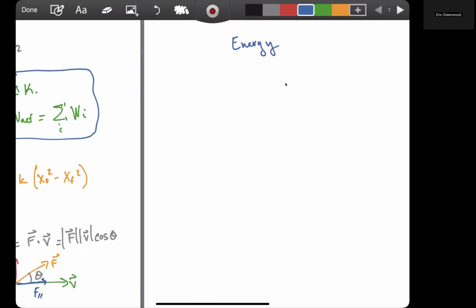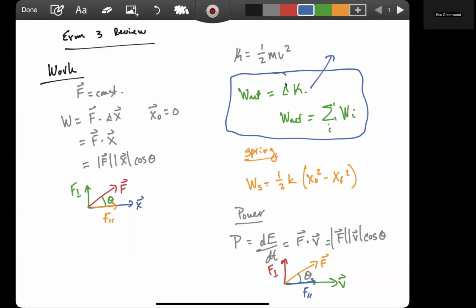Good. So going back to here, what this statement says is that kinetic energy is the ability of a moving object to do work. So a moving object can do work.